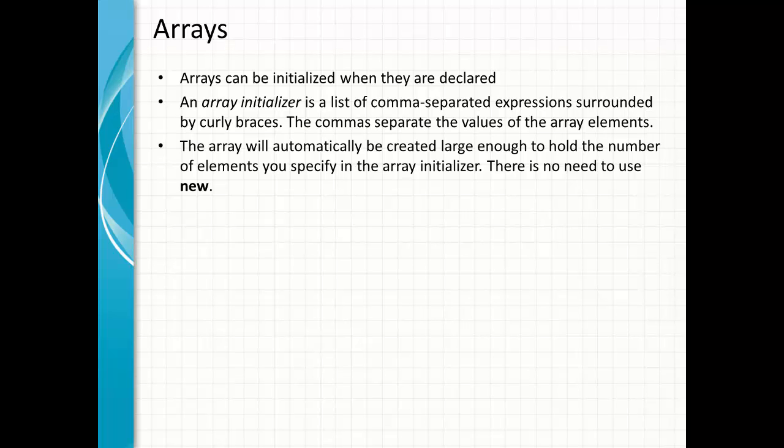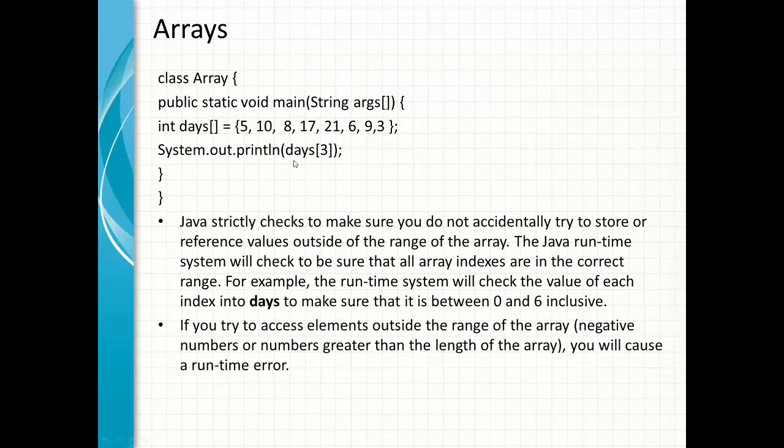Arrays can be initialized when they are declared. An array initializer is a list of comma-separated expressions surrounded by curly braces. We will see this one. The array will automatically be created large enough to hold the number of elements you specify in the array initializer. There is no need to use new. Now what does that mean?